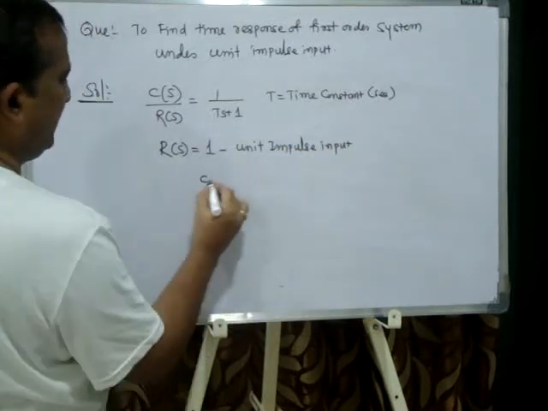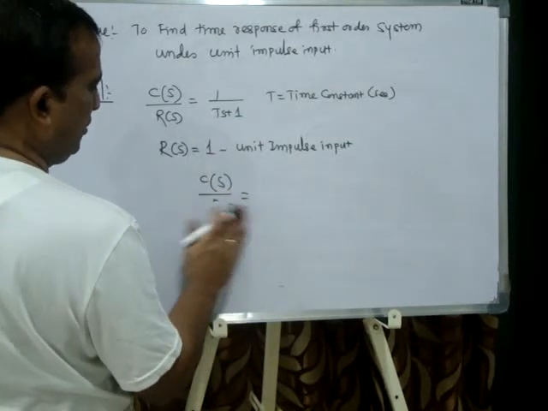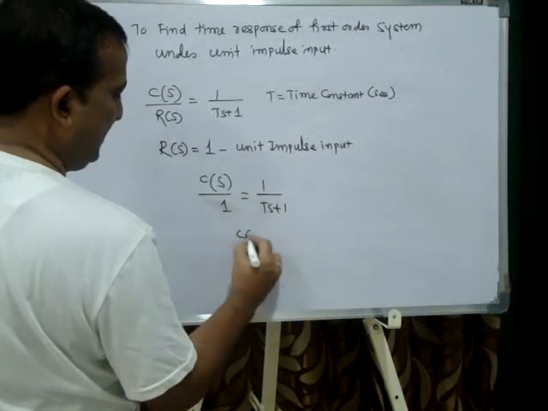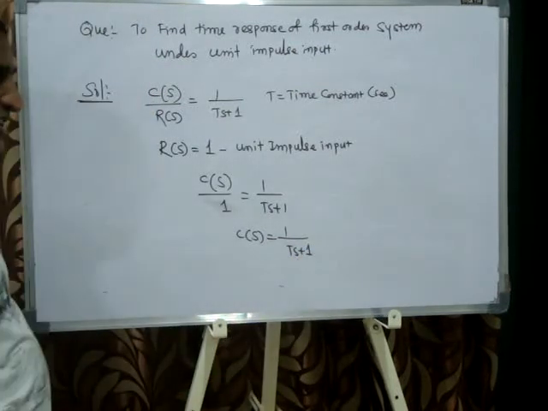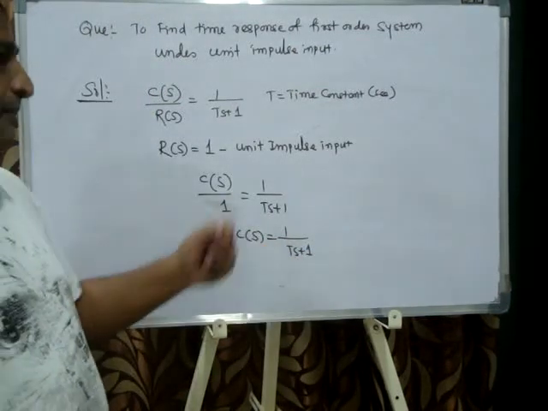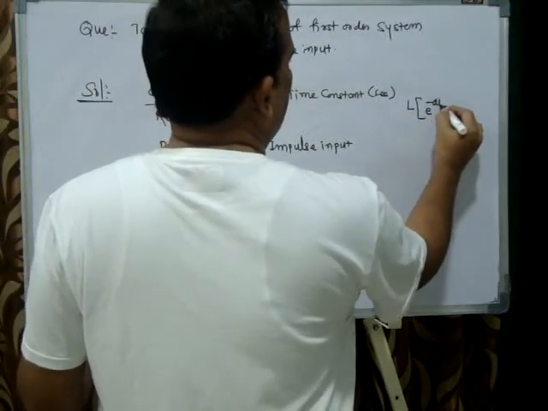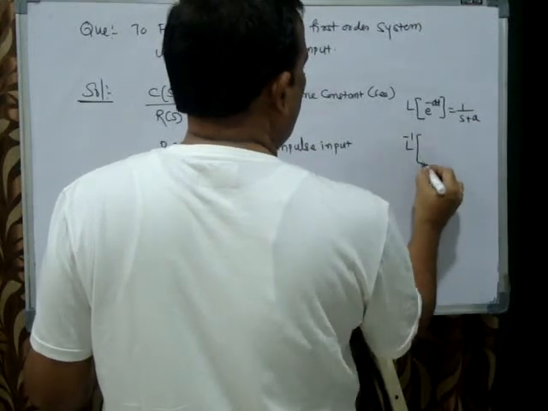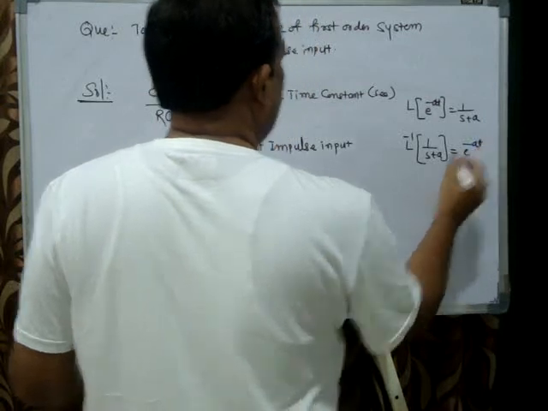Now here C of S divided by R of S equal to 1 by Ts plus 1, and R of S is 1. So C of S equal to 1 by Ts plus 1. Here no need of partial fraction because only one term, but we know the Laplace of e raised to minus at is equal to 1 by s plus a, and Laplace inverse of 1 by s plus a equal to e raised to minus at.